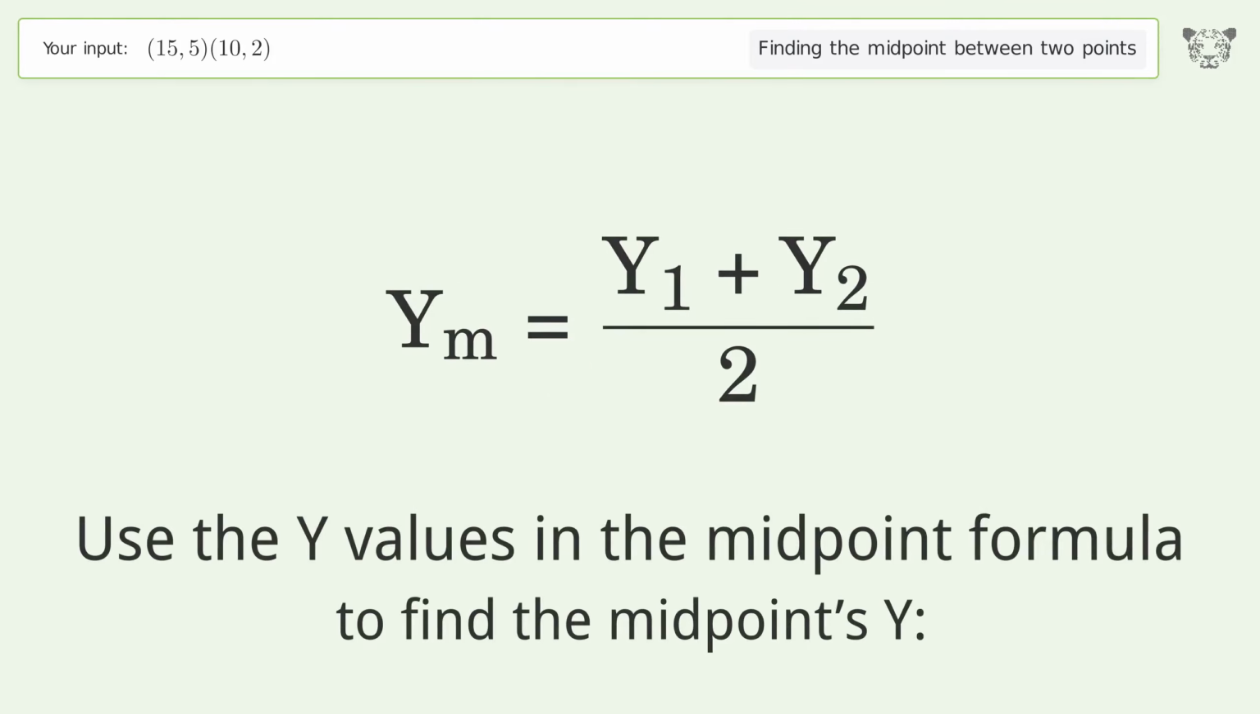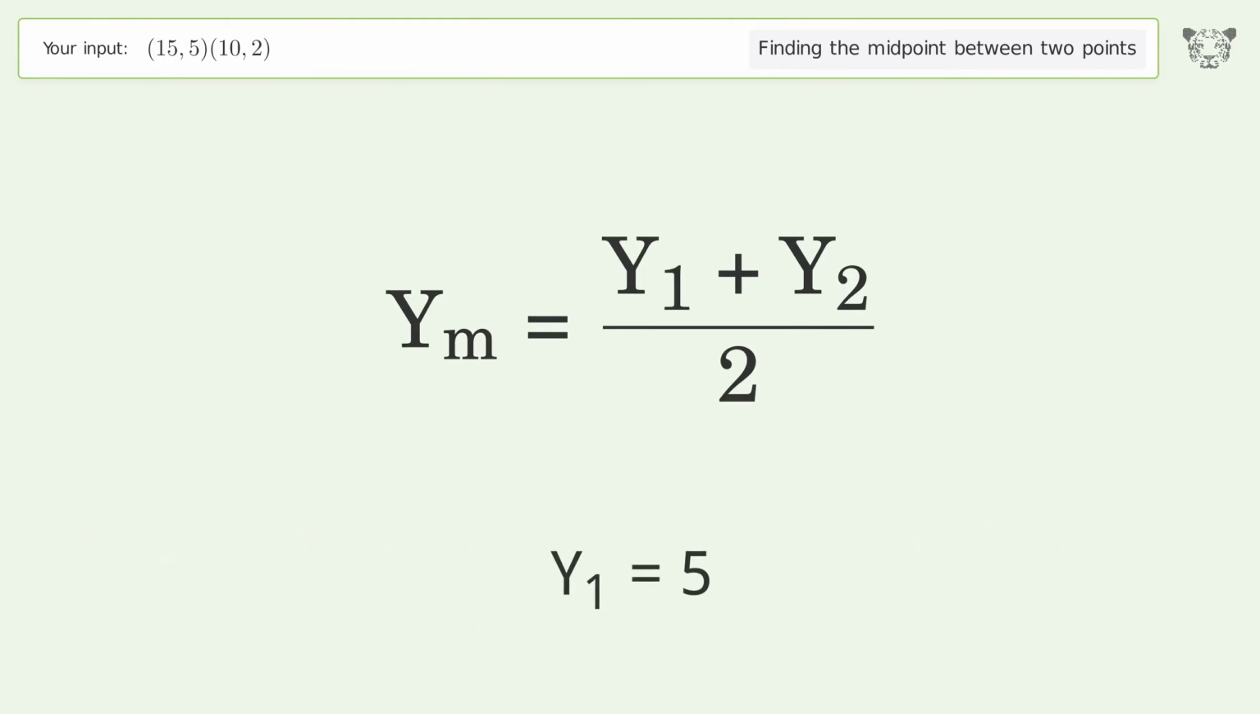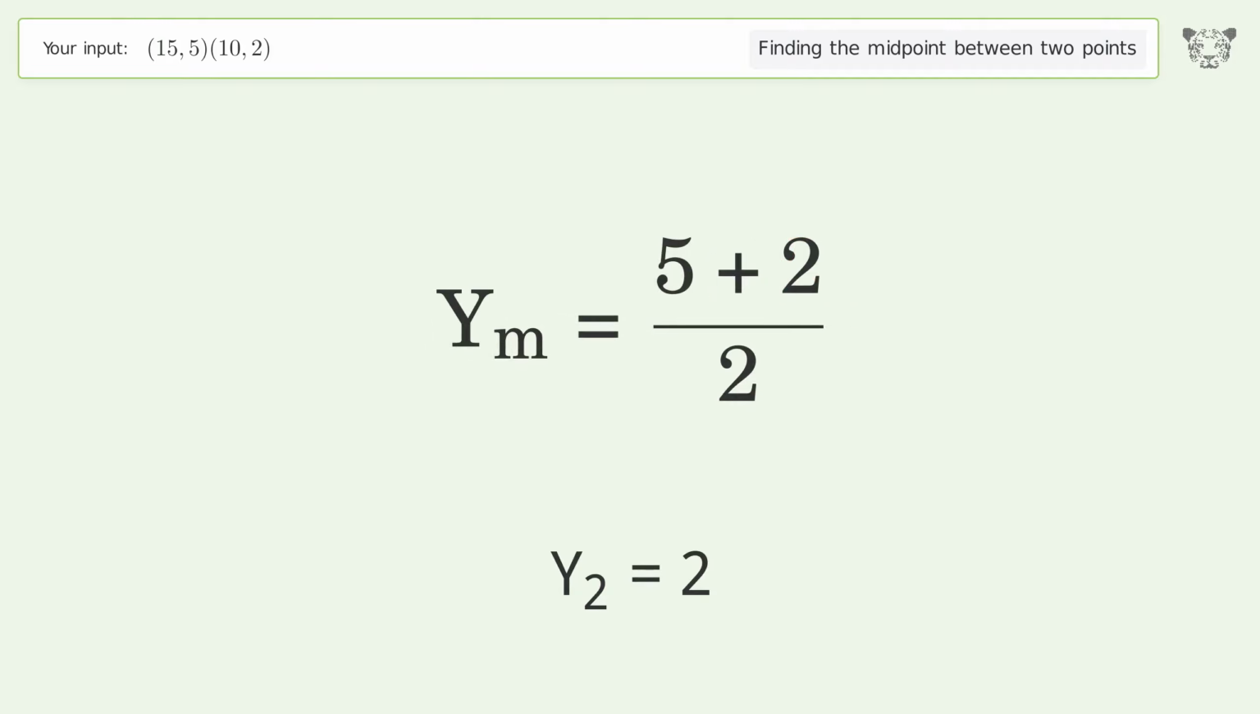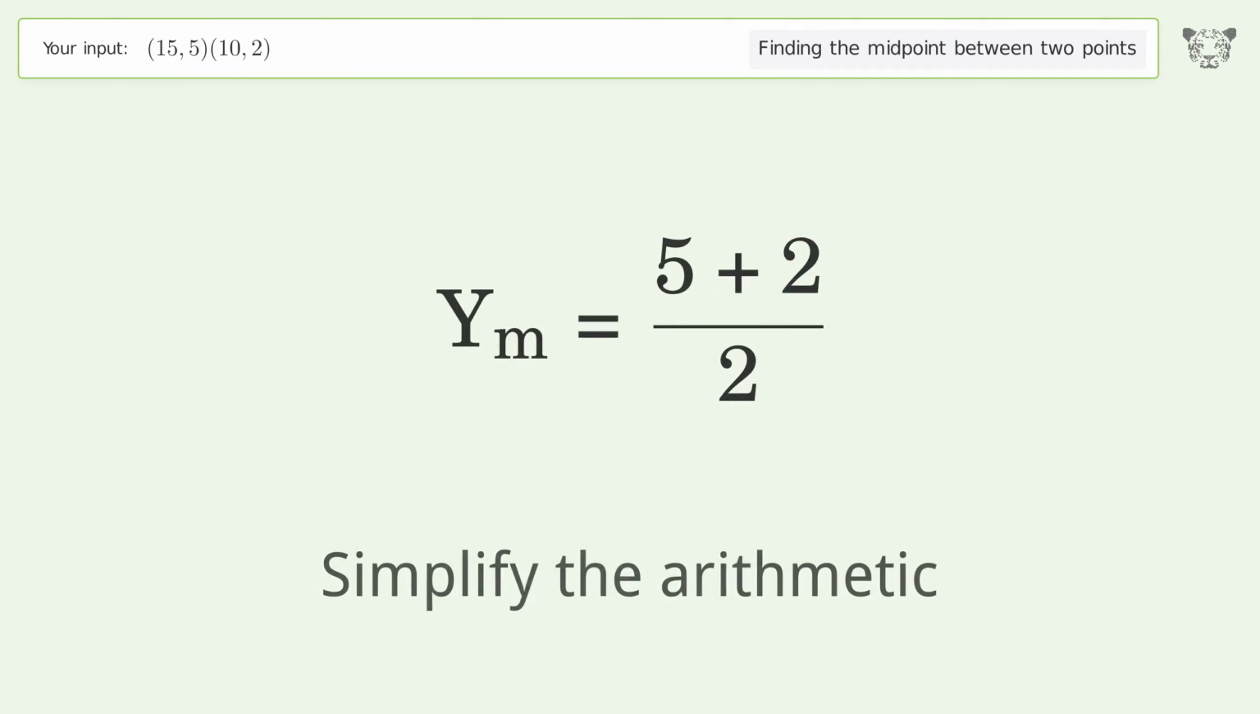Use the y values in the midpoint formula to find the midpoint's y. y1 equals 5. y2 equals 2. Simplify the arithmetic.